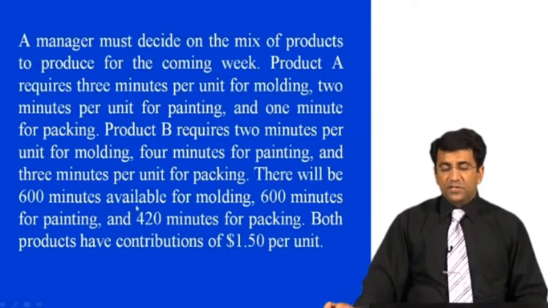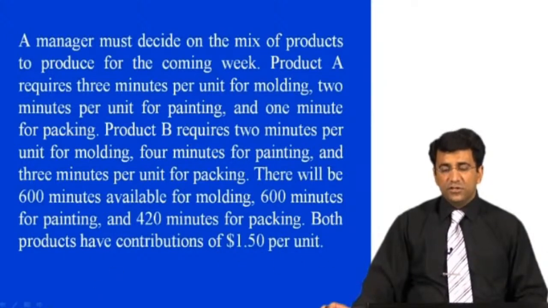Now there will be 600 minutes available for molding. This is the maximum capacity time available for these options, that is molding, packaging and painting. So there will be 600 minutes available for molding, 600 minutes for painting, and 420 minutes for packaging. So it means that we cannot do the molding work more than 600 minutes, and the same is true for the other constraints. Both products have contributions of $1.5 per unit.